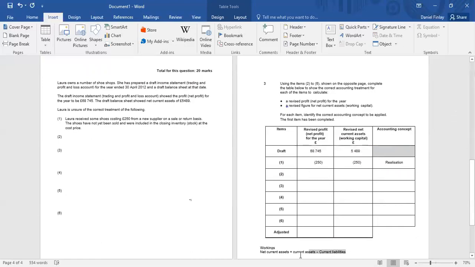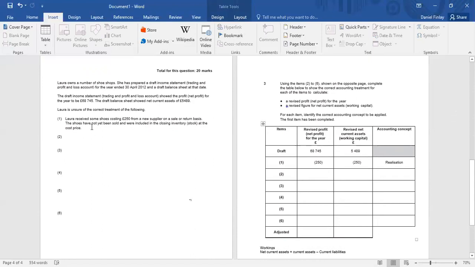Now, net current assets just means current assets take away current liabilities. Yeah, that's all net means, it just means the total when we take away the bad stuff. Okay, so there are going to be 6 adjustments, and we're going to have to identify how each will affect the net profit and the net current assets and work out what the accounting concept would be.